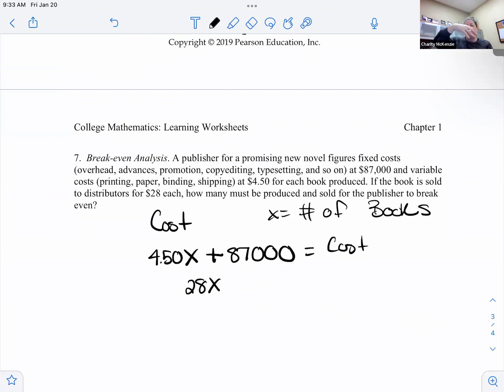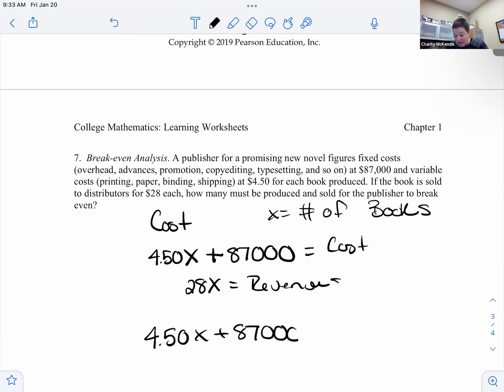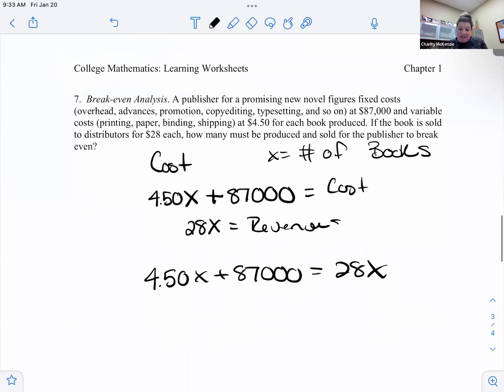So $4.50 is the cost. $28 is what we make. So this is revenue. And break even is where revenue and costs are the same. So we can set these equal to each other. I wouldn't have been able to think through this equation right off the bat. Maybe you can. The way my brain works is I got to think of how cost is and my money I'm making, and then I set them equal to each other. Either way works.